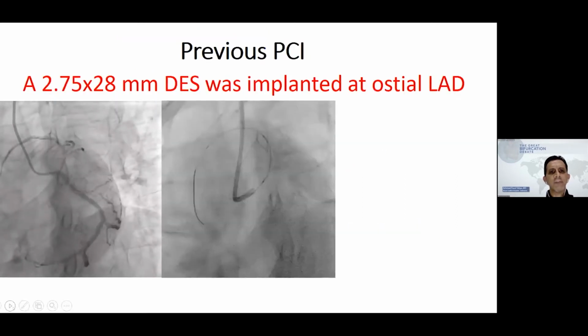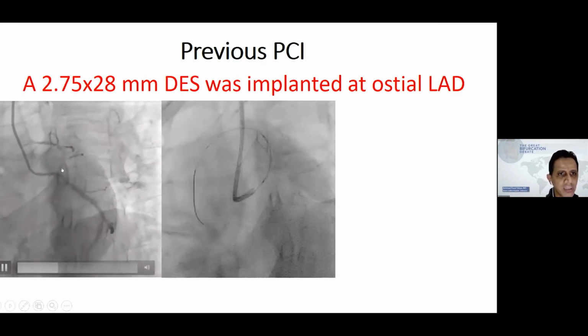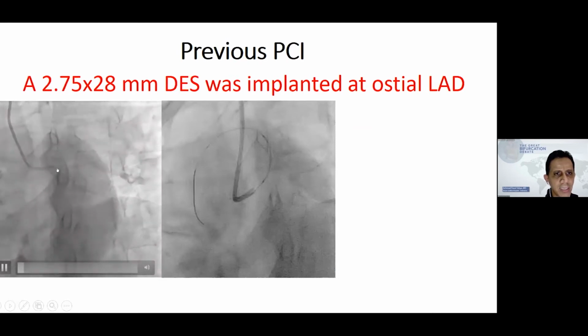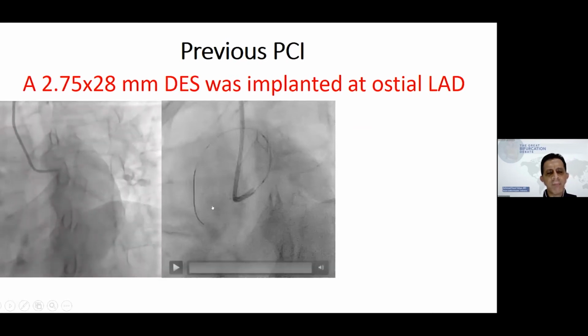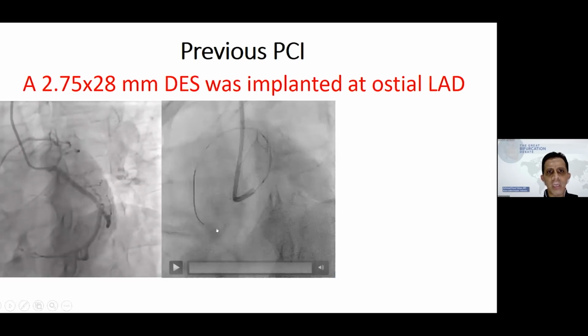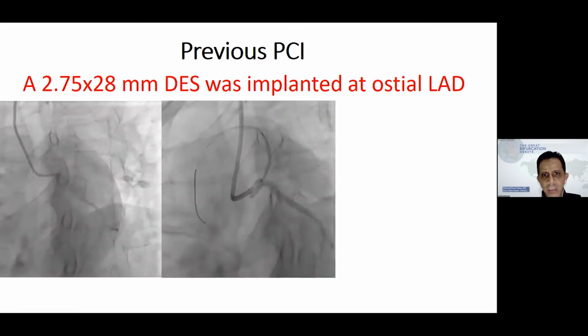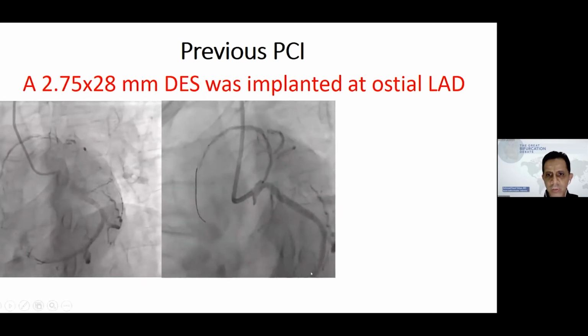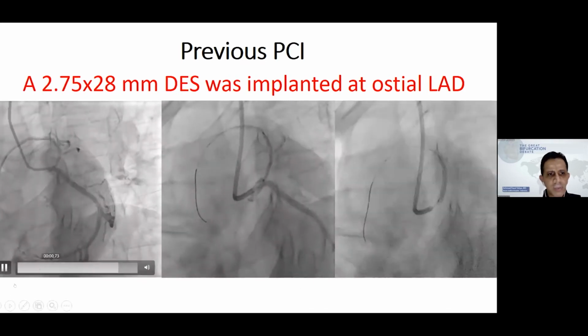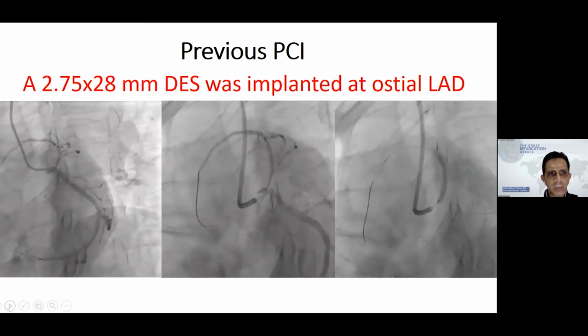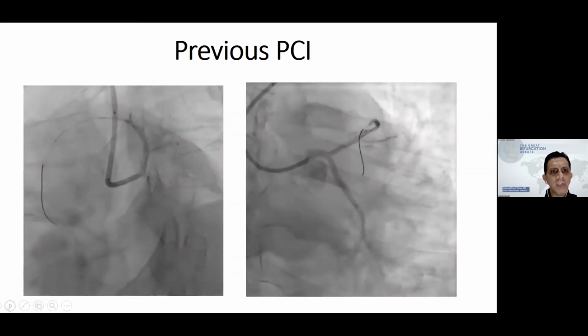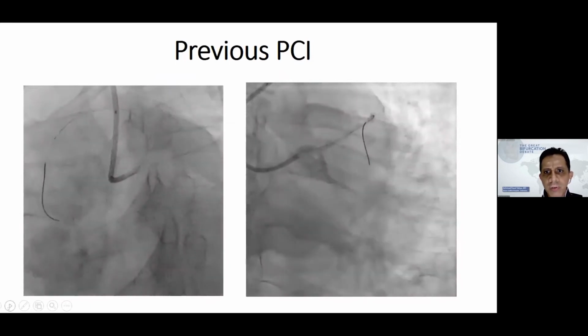So this is the previous PCI. As you can identify here, there is a severe stenosis of the LAD. At that time, the operator put a 2.75/28 DES, nailing it at the ostial part. So you can appreciate here, at that time, and then after implantation, you can see here. The angiography looks like a good result.